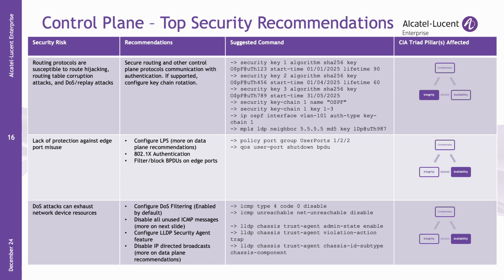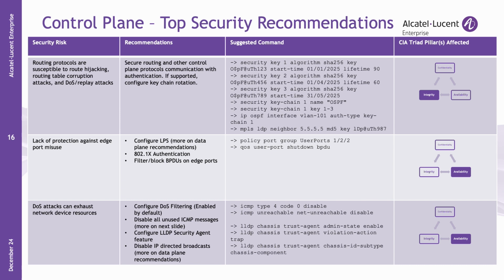A lack of protection against edge port misuse primarily affects availability within the CIA triad. Edge ports are vulnerable to attacks like MAC flooding, spanning tree protocol manipulation, or rogue DHCP servers if not properly secured. Availability is also affected since attackers can exploit these vulnerabilities to disrupt network operations, leading to DOS conditions. Integrity can also be affected, as attackers can manipulate network traffic using ARP spoofing or DHCP poisoning, affecting the integrity of transmitted data. Confidentiality is also indirectly affected. For example, if an attacker gains access to an edge port and successfully performs packet sniffing, sensitive data might also be intercepted.